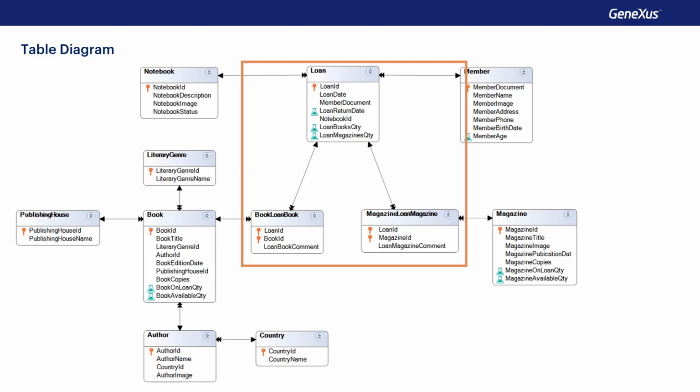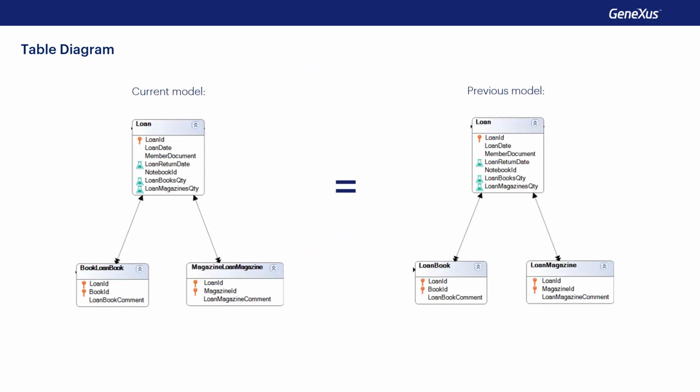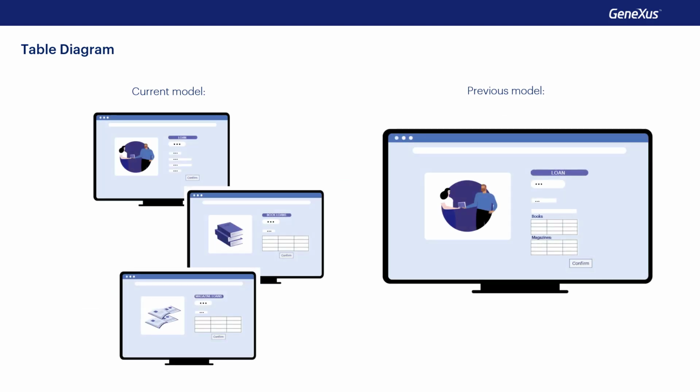If we look at the loan, loan book, and magazine loan magazine tables, we can see that they have exactly the same structure as those generated in the previously proposed design. This means that the difference between both designs is not in the structures generated, but in the screens offered to the end user for managing the information. It will always be up to the end users to tell us which design is best suited to their business. From the database structure point of view, it's exactly the same.